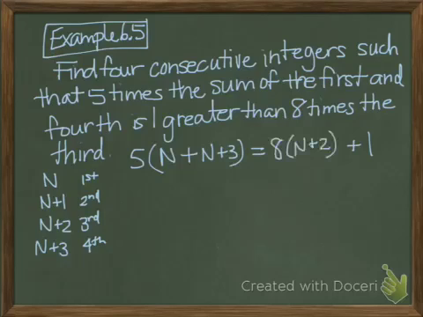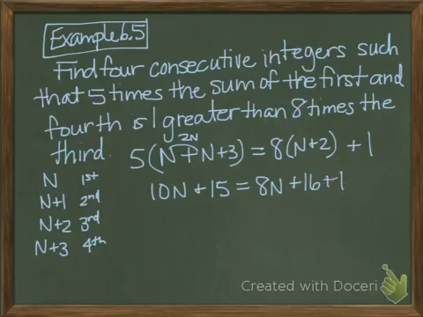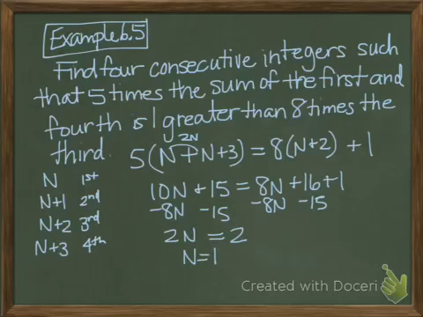So 8 times the third is 8 times n plus 2. From here, n plus n is 2n, and we'll distribute 5. So 5 times 2n is 10n. 5 times 3 is 15. 8 times n, 8 times 2, plus 1. Now we'll subtract 8n, subtract 15, and we end up with 2n equals 2, so n equals 1. We needed 4 consecutive integers, so our answer is going to be 1, 2, 3, and 4.